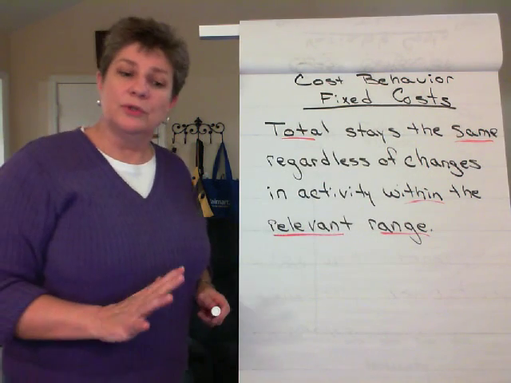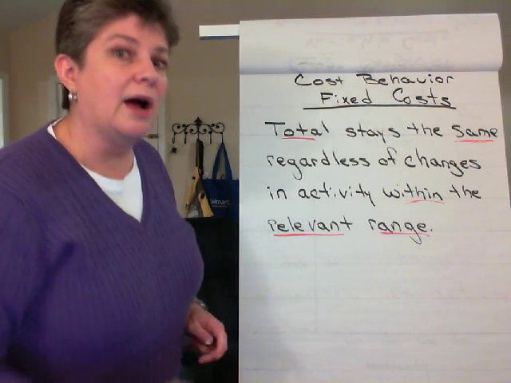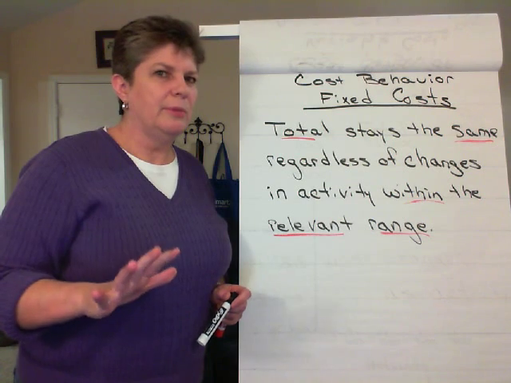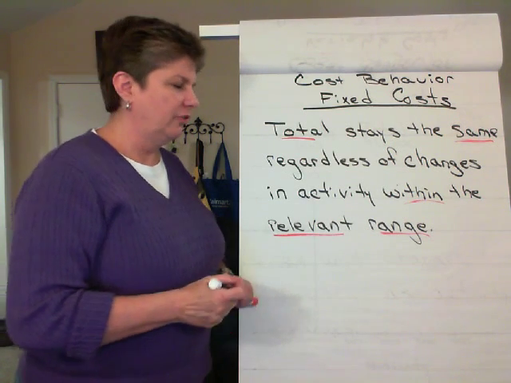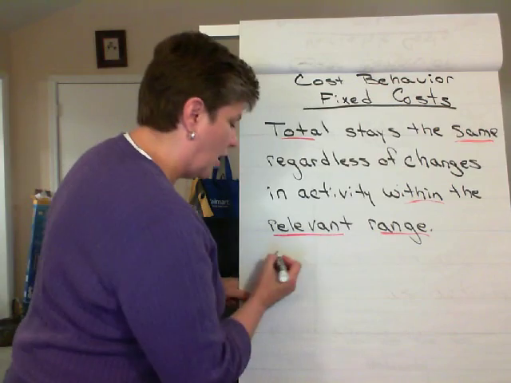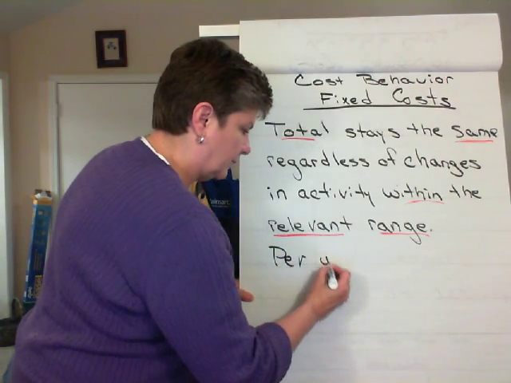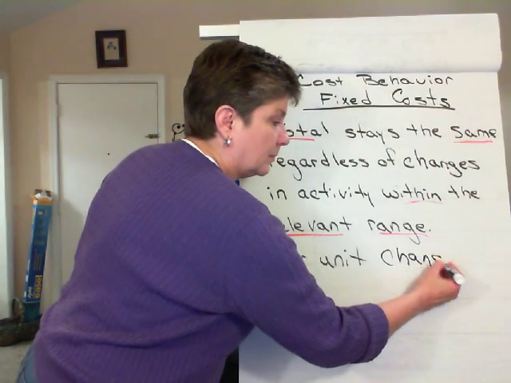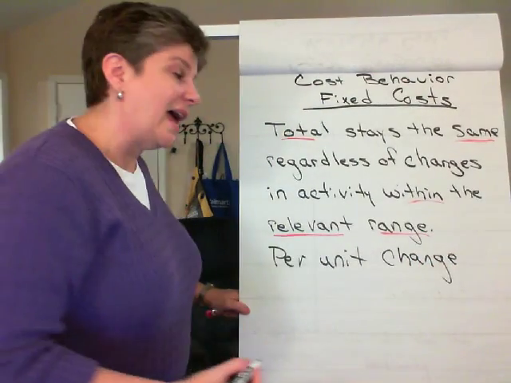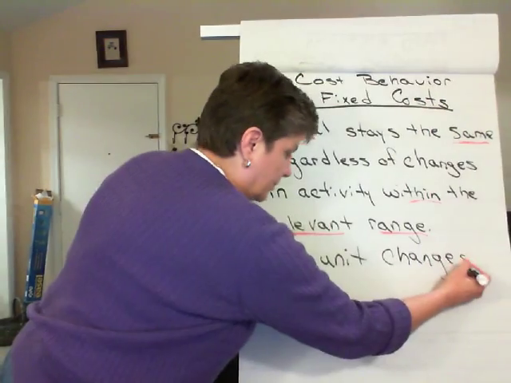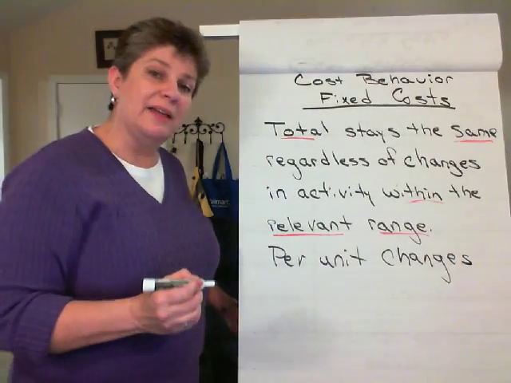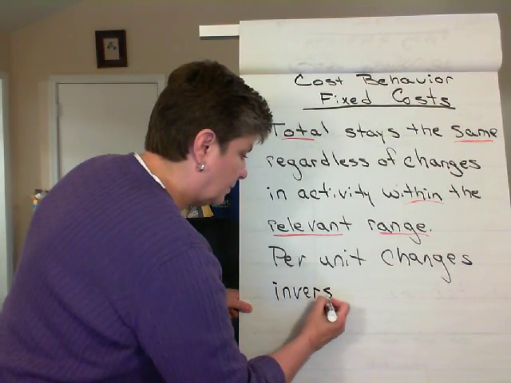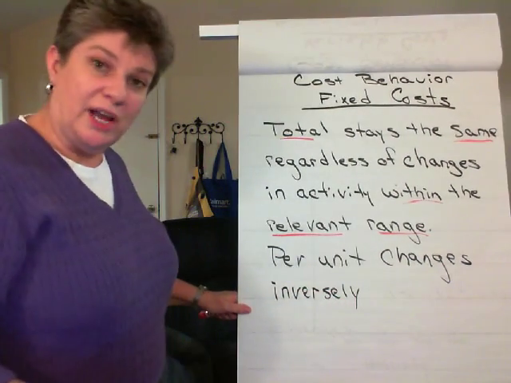Now, if the total stays the same, then our assumption about per unit cost is not going to be the same as that with variable cost. In fact, per unit fixed costs change as activity changes. In fact, they change inversely with changes in activity.